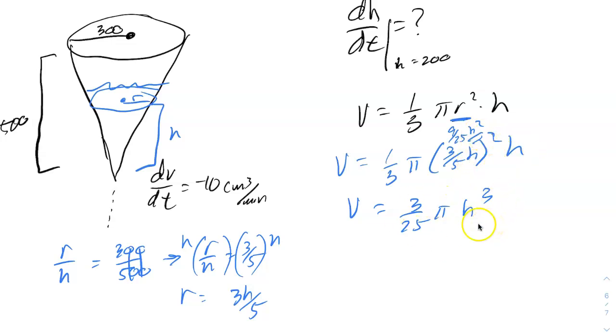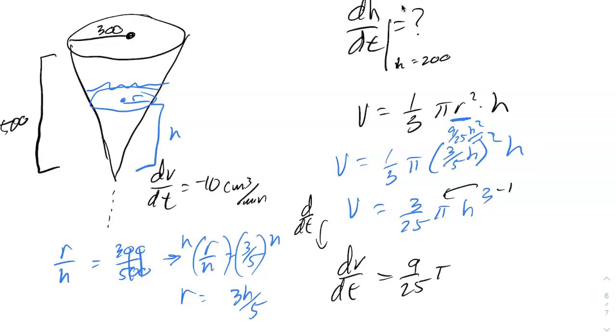Now if I take a derivative, I'm going to get dV/dt, which is what I have. I'll get dh/dt, which is what I want. So I'm all good. Now we can take a derivative of this. So I get 1 dV/dt. Bring it down, subtract 1 off. 9 over 25 pi h squared. But don't forget, wrong variable, dh/dt.